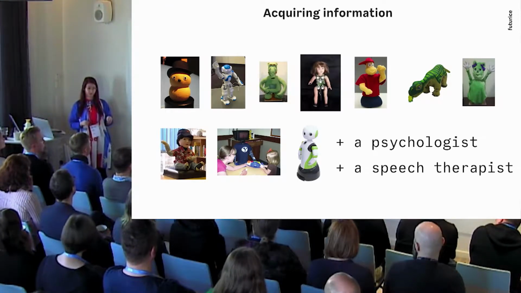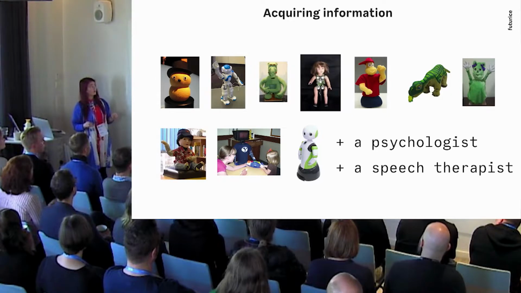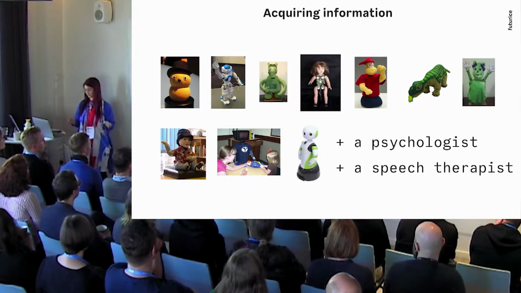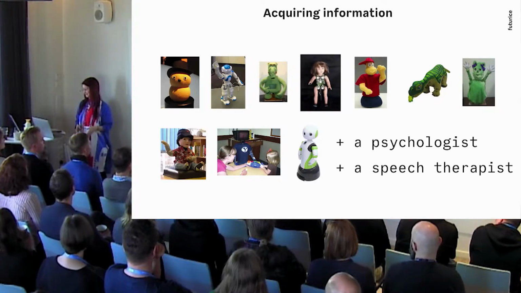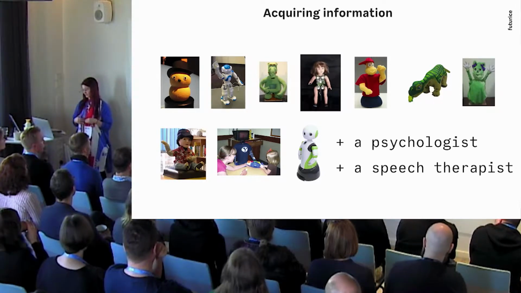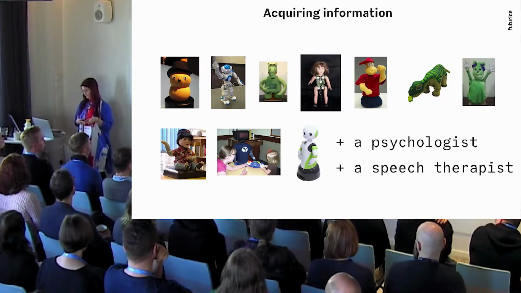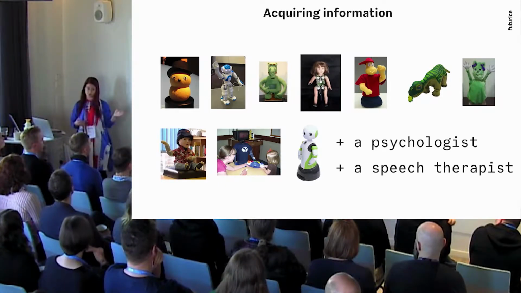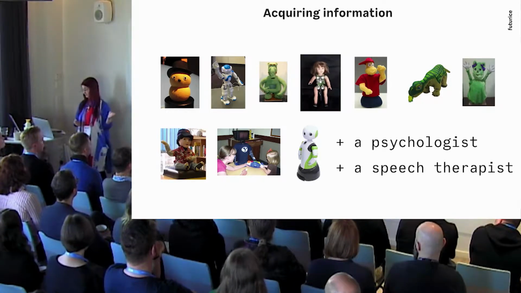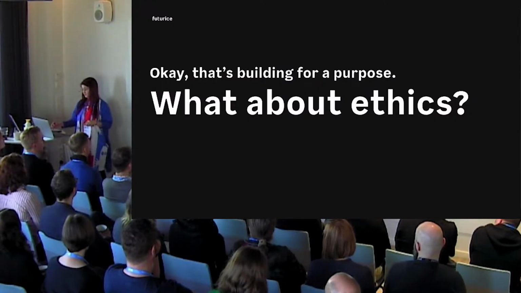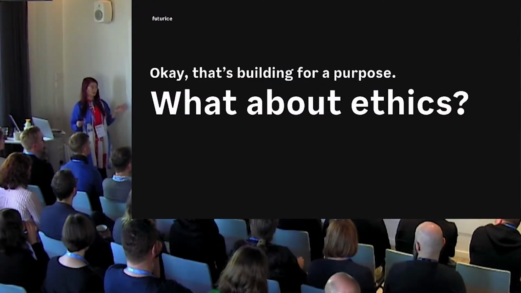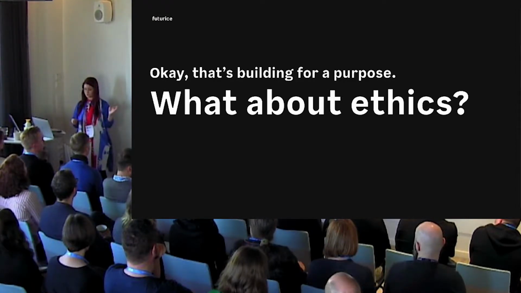How I approached this problem was, this was my master's thesis project, so of course I had to do some literature review. I looked at a lot of previous robots that have been used for children with autism, and we did the co-design with the psychologist and a speech therapist. So we have a pretty good purpose for building this robot.